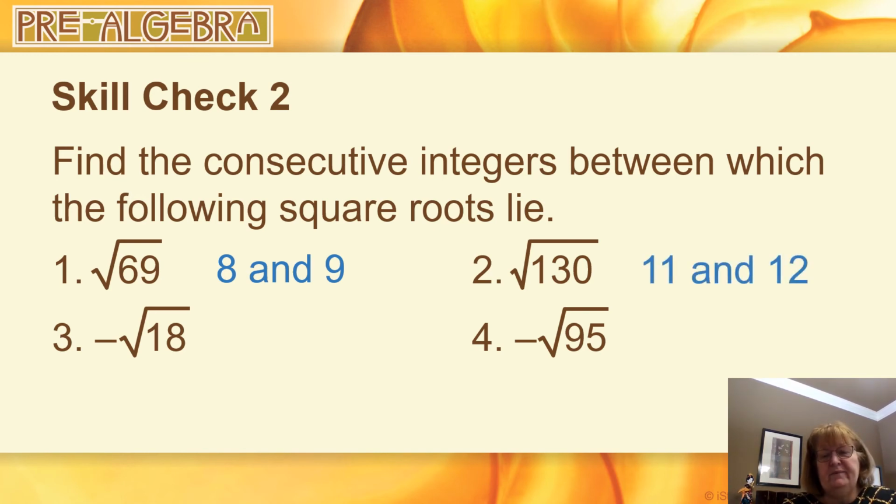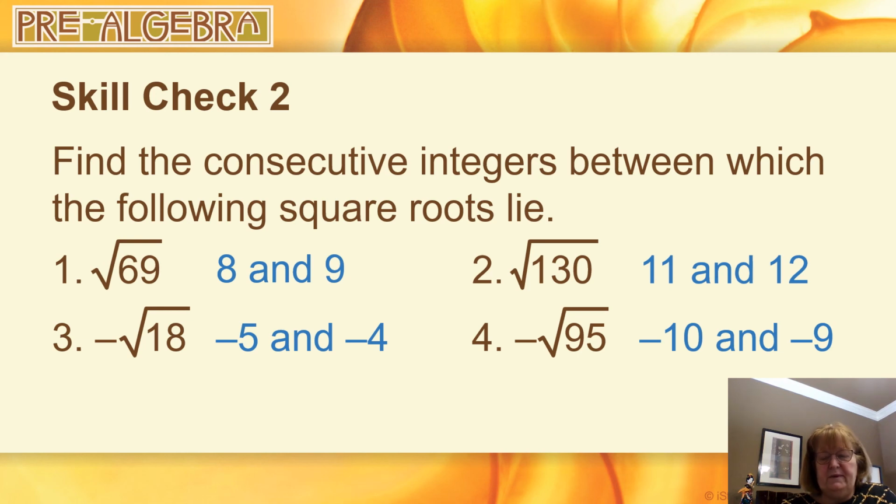Plug in the square root of 130. The square root of 130 is somewhere between 11 and 12. Looking at the negative square root of 18, now look, we have a negative sign here. That's okay. Negative on the outside is okay, but remember, negative on the inside is not okay. The square root of 18 is somewhere between the square root of 16 and the square root of 25. And let's try this one. Plug in the square root of 95, add your negative, and you get negative 10 and negative 9. So don't forget to put the negative there. That's going to make your order a little bit different too, because of the negative numbers.